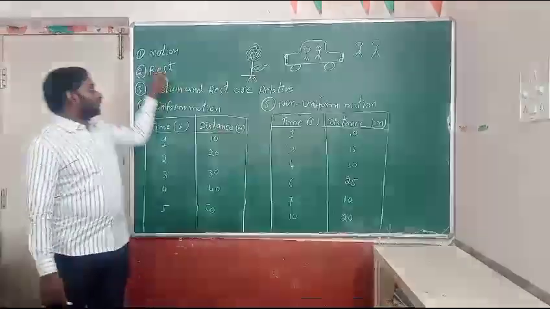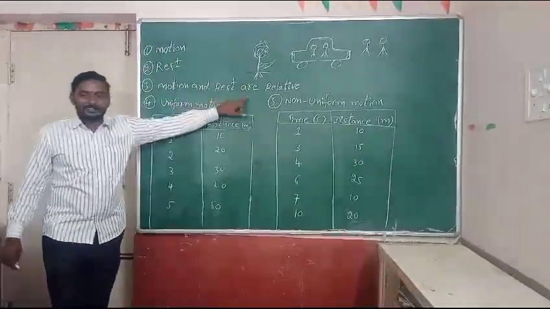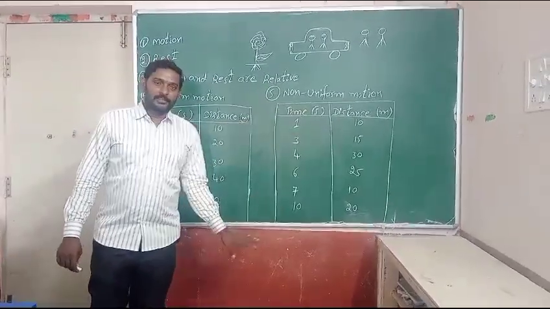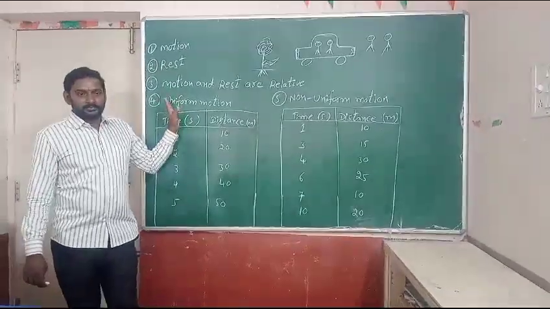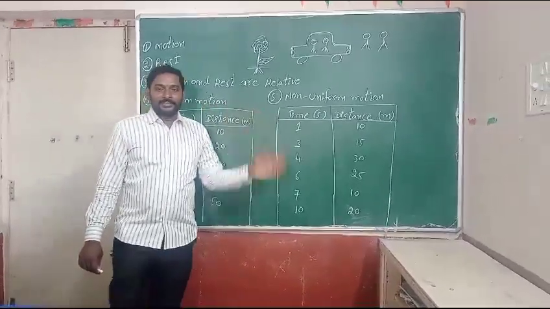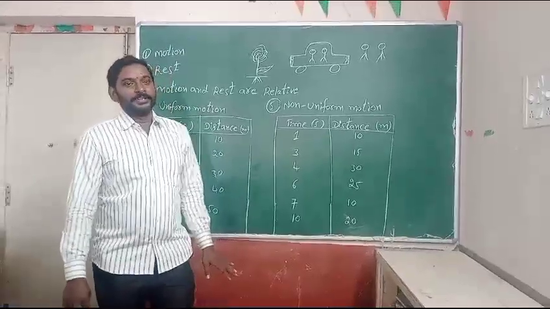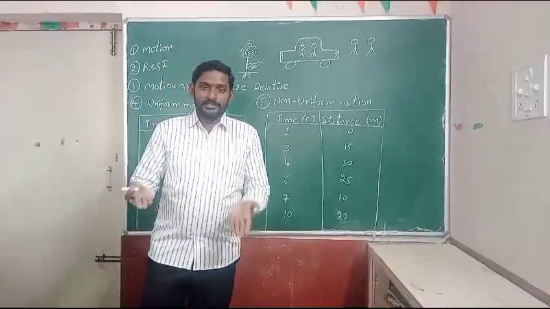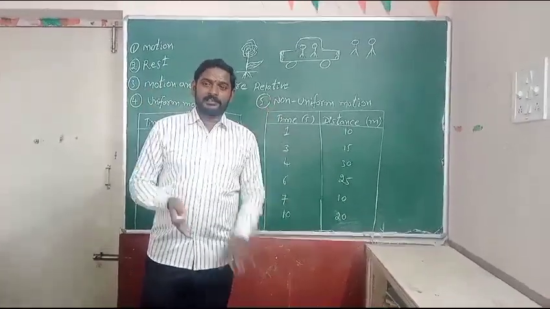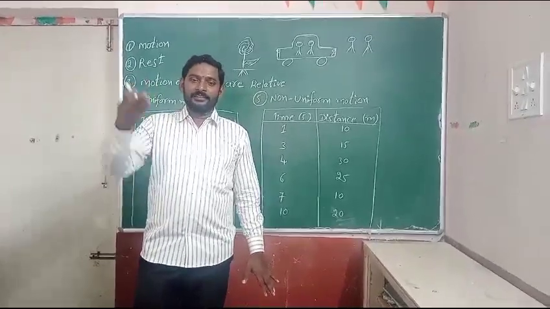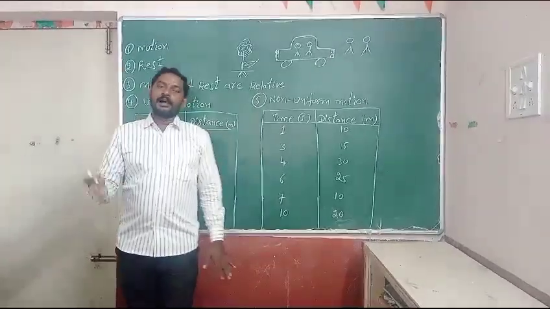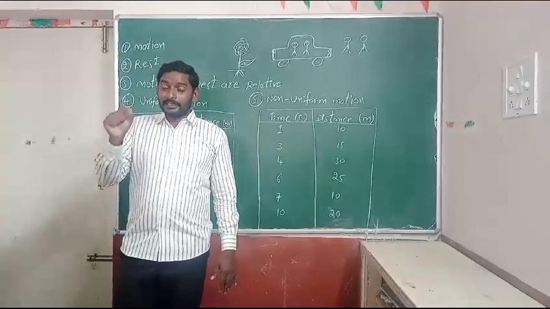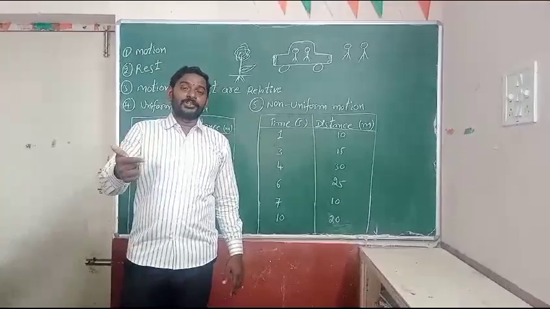Discussing motion and rest. Motion and rest are relative; then uniform motion and non-uniform motion. So what is motion? Motion is very familiar to us in our day-to-day life. We experience motion, and we observe many objects, either living or non-living, in motion or at rest. Then how can we describe the motion of different objects in our universe?